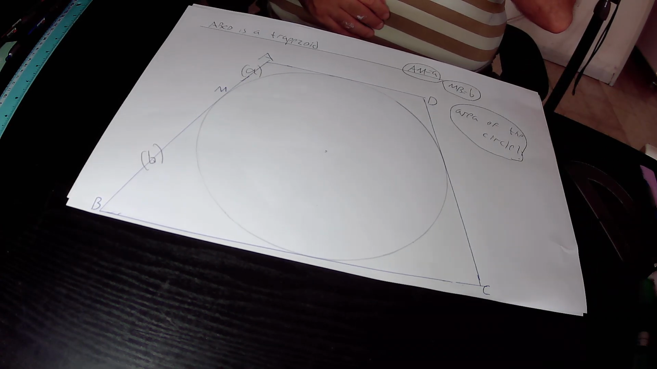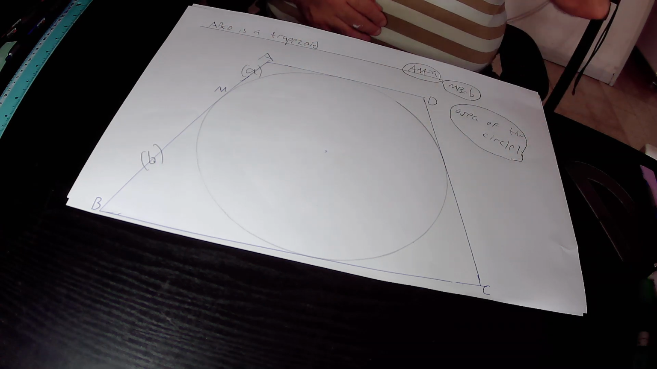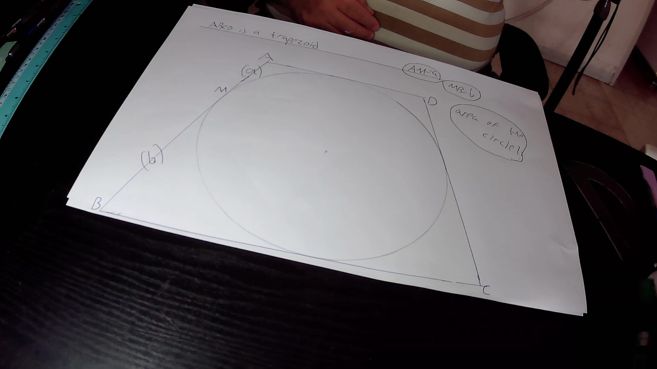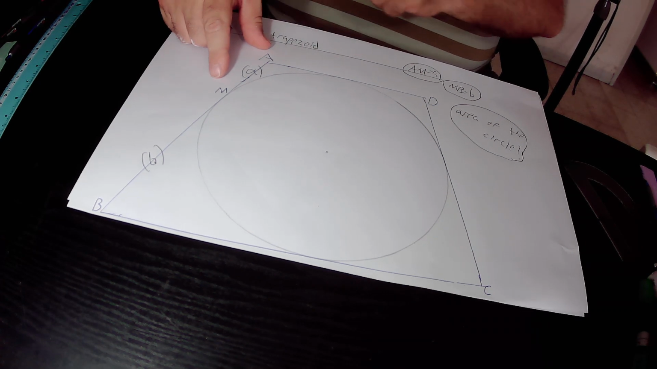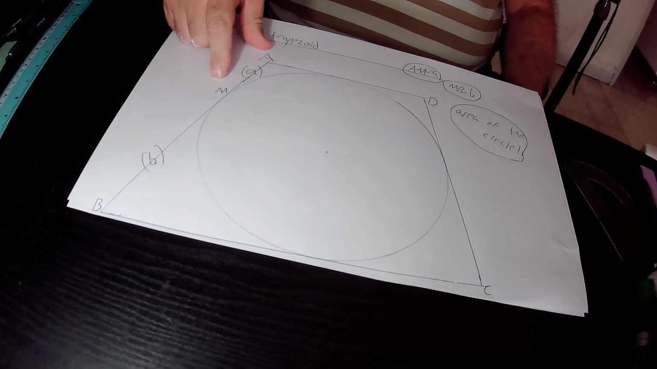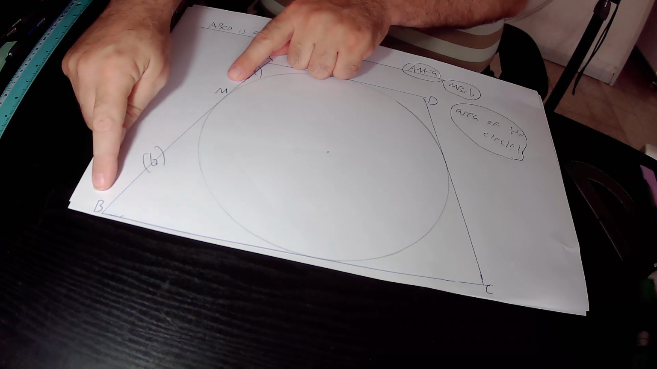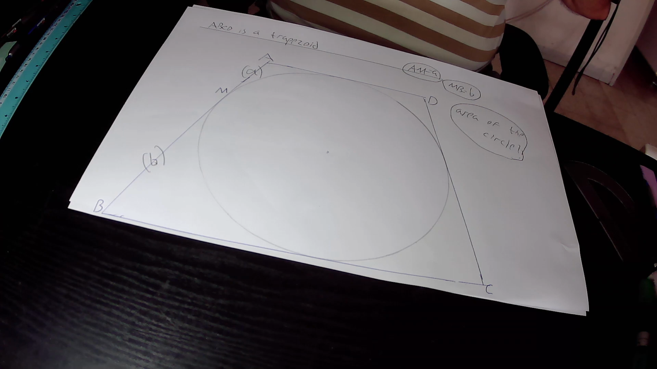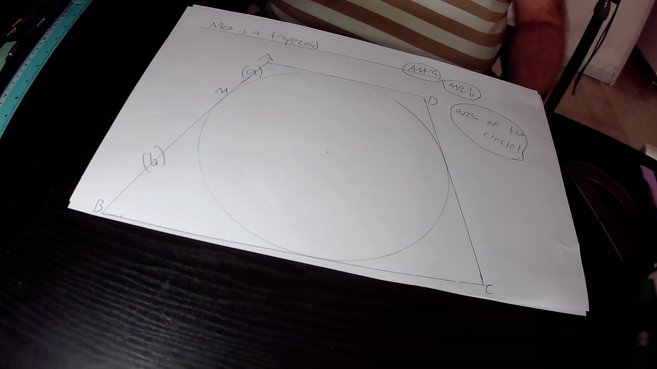In the drawing, we have trapezoid ABCD that blocks this circle. In addition, we know that this is line segment AM that is equal to A units in its length. This is line segment MB that is equal to B units in its length. Again, our mission is to find out the area of this circle that is inscribed by this trapezoid ABCD.